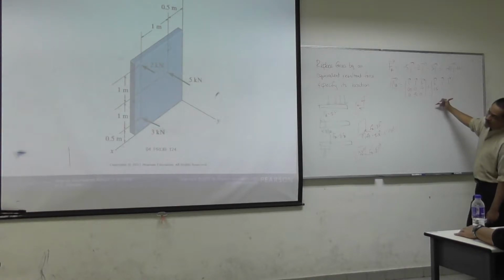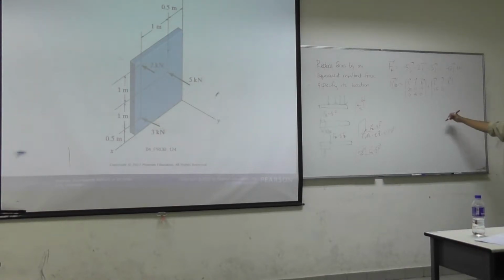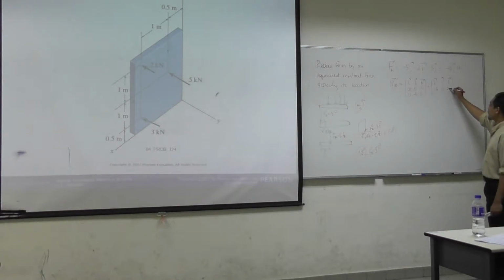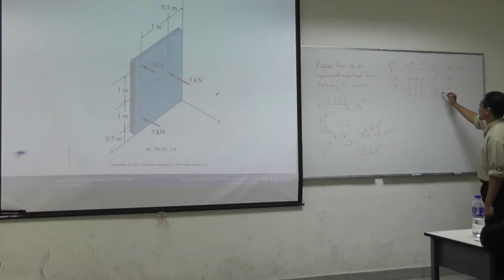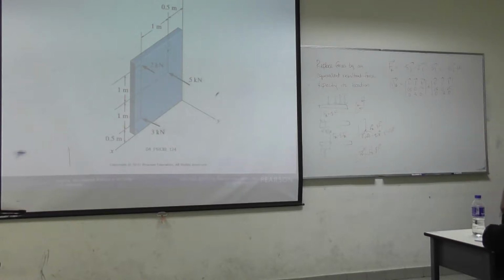1.5, 0, 2.5. Force is 0 minus 2, 0. And then for the 3 kilonewton, IJK, what's R? 1.5, 0, 0.5. And then 0 minus 3, 0. Right? And then just solve this one, right?